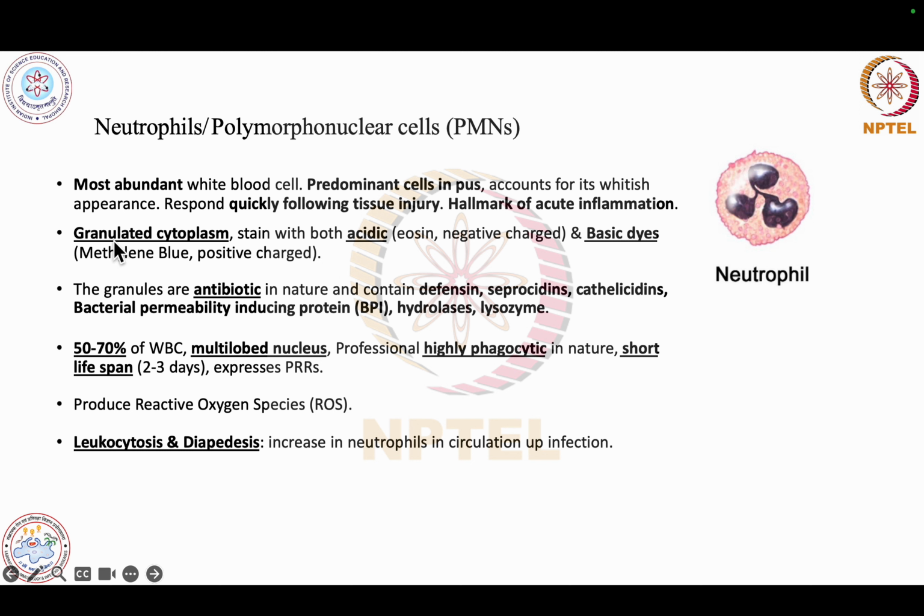So its cytoplasm is granulated, and it gets stained by both acidic and basic dyes, so it's called neutrophil. Neutro means neutral. For acidic stain we use eosin, which is negatively charged, and for basic stain we use methylene blue, which is positively charged.